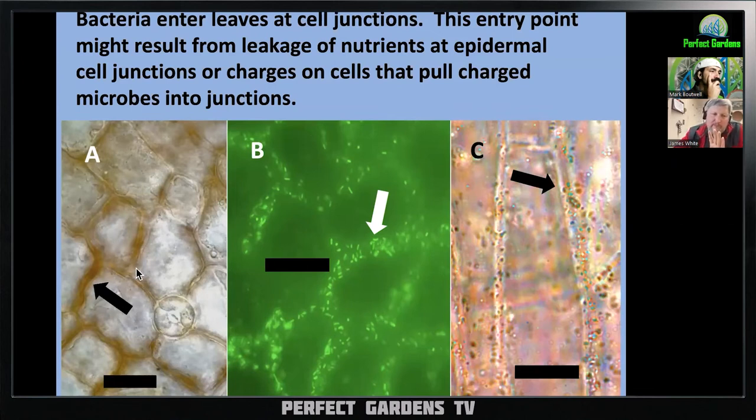And so something about the cell junctions is stimulating the bacteria to grow. We don't know what it is. It may be simply nutrients coming out, but you can see the bacteria now. Here's another leaf epidermis, and you can see the bacteria at those cell junctions. It could be nutrients leaking out. We're theorizing it could actually be.